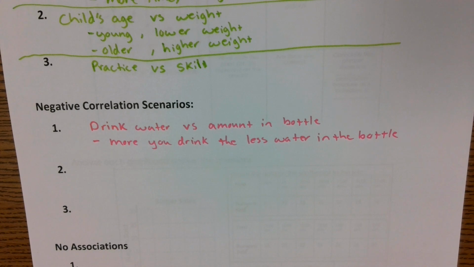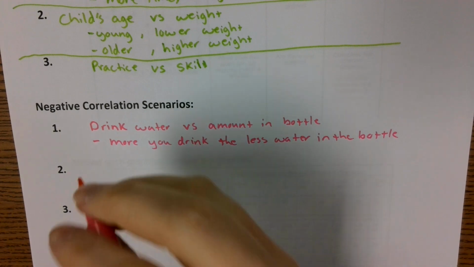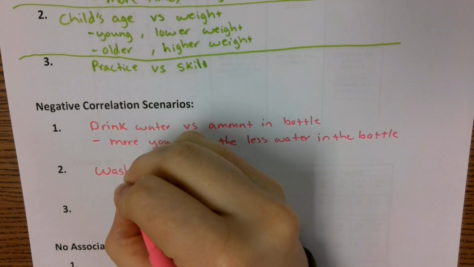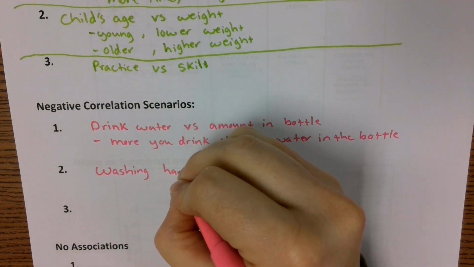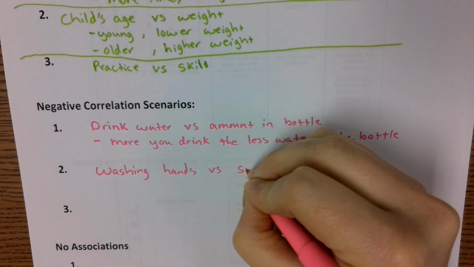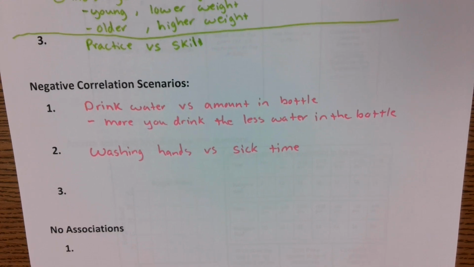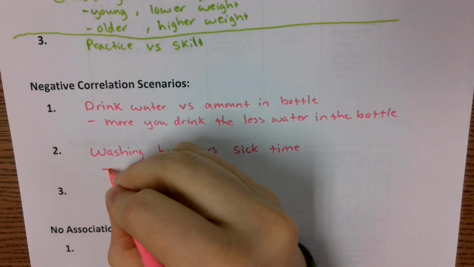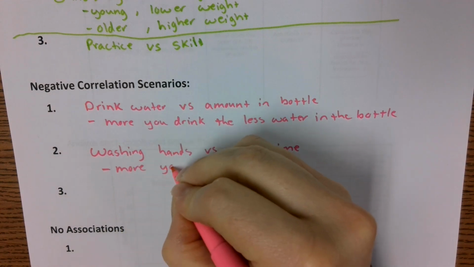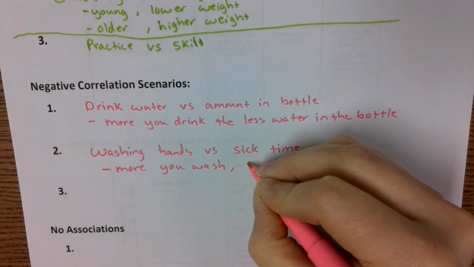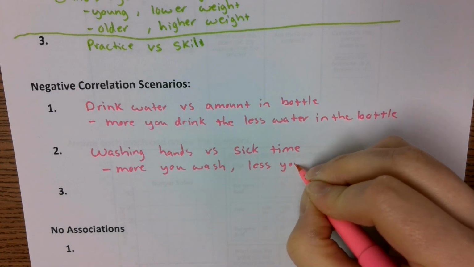Okay, here's something that's very, very common, especially right around now with cold and flu and COVID season. Washing your hands and the amount of time that you're sick. Washing hands versus the sick time. The more often that you wash your hands through the day, the less likely you are to get sick. The more you wash, the less you are sick.